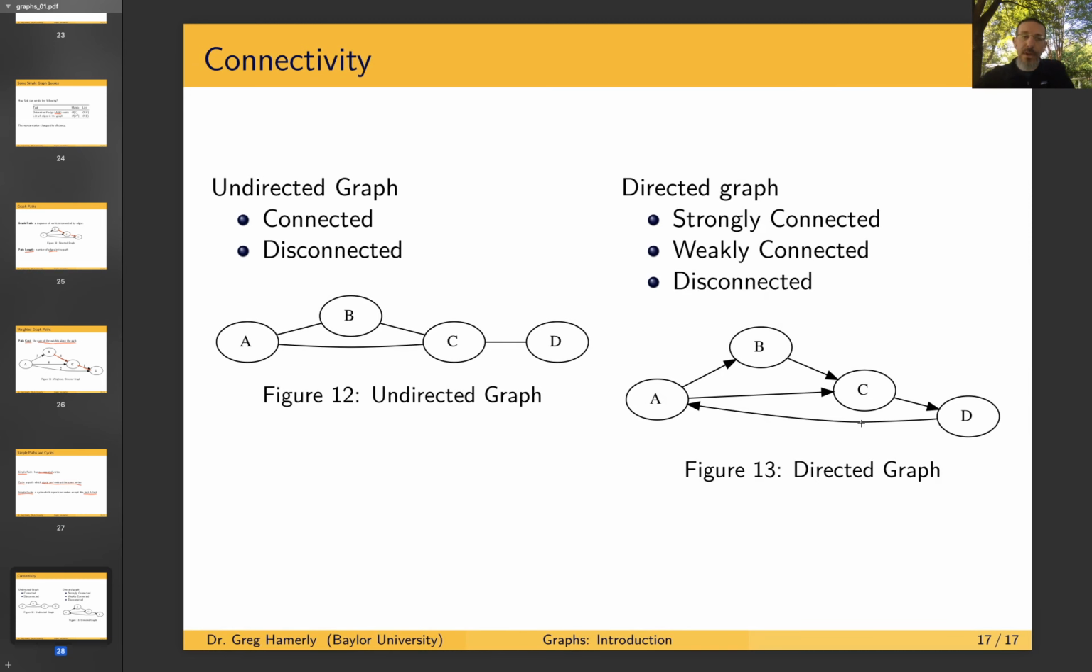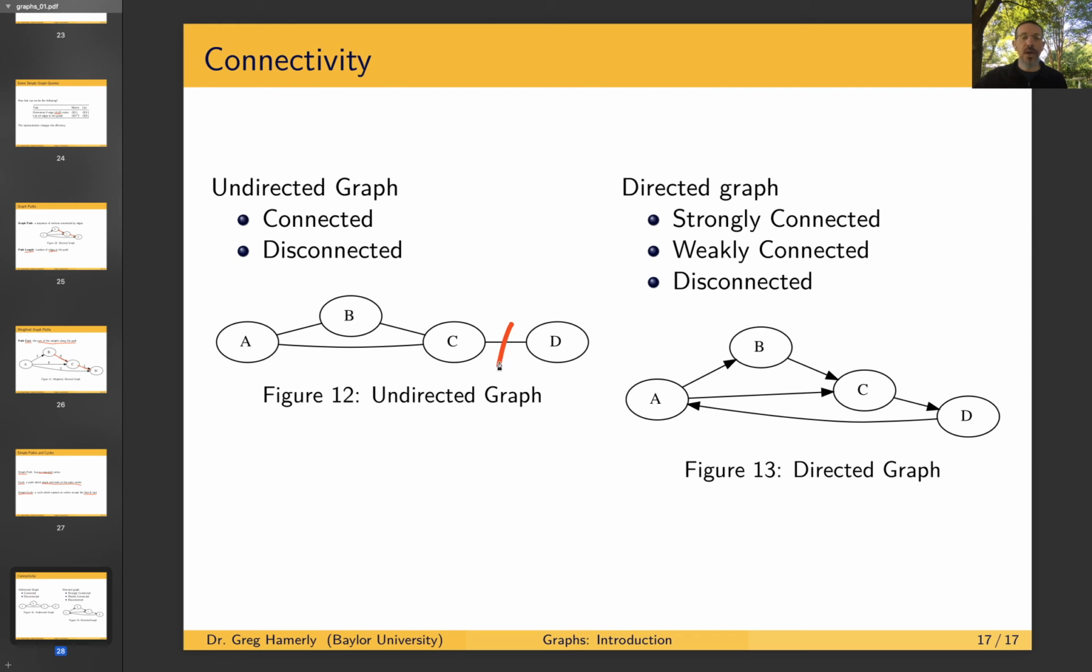Last definitional things. Connectivity of a graph. Well, the terms are a little different depending on whether we're talking about undirected or directed graphs. So let's start with an undirected graph. An undirected graph can either be connected or disconnected, okay? So here we have an undirected graph which is connected. What does that mean? It means that from every vertex you can get to every other vertex. There is no break in this graph.